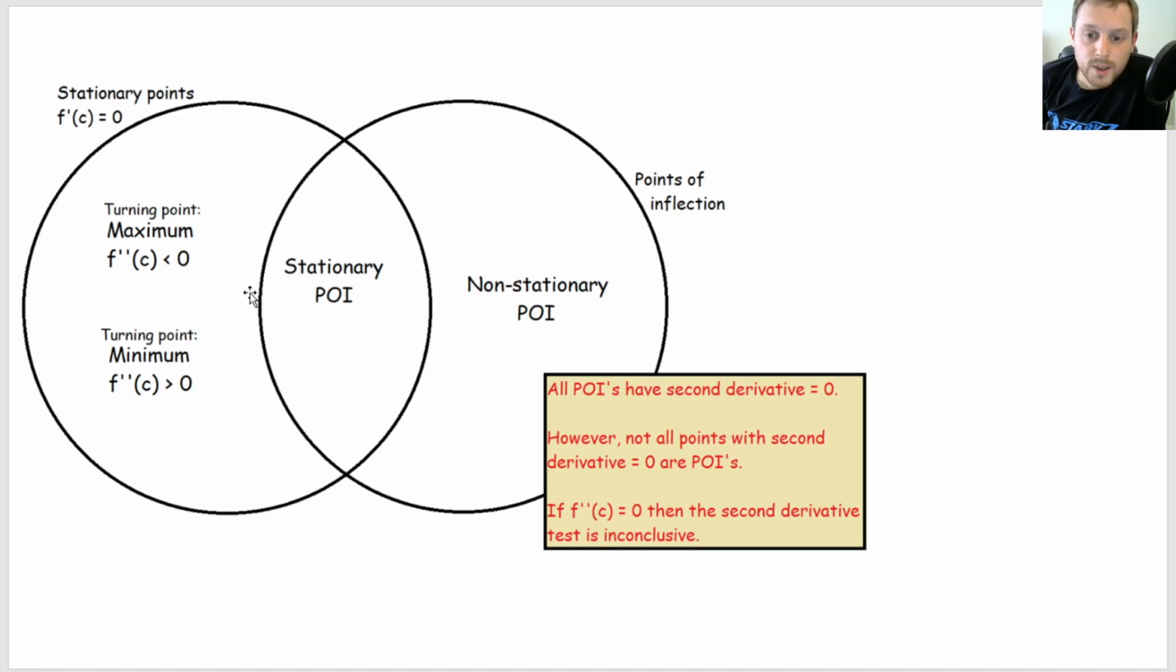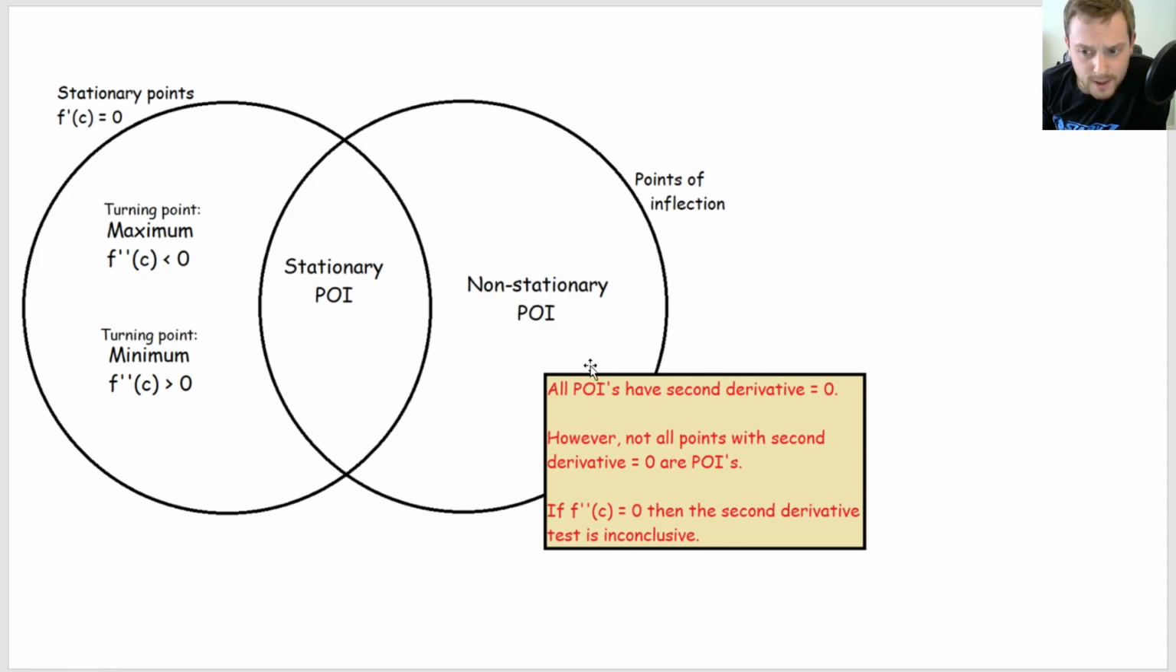Now this circle here is what points of inflection are, which remember is actually nothing really to do with what we're talking about in general here about stationary points and turning points and things like that. So your points of inflection, remember, are just where the graph goes from happy to sad or sad to happy, right? Which is concave up to concave down or concave down to concave up.